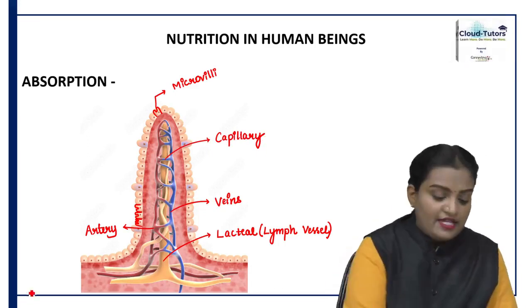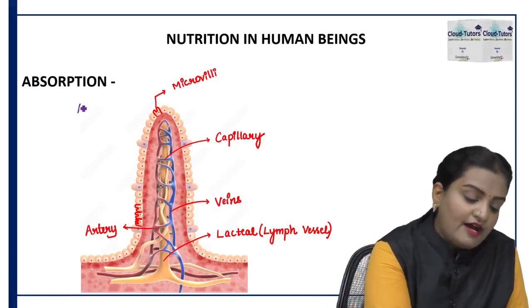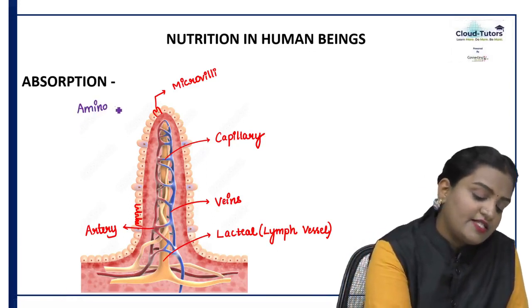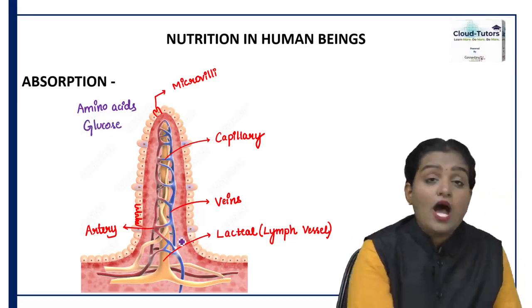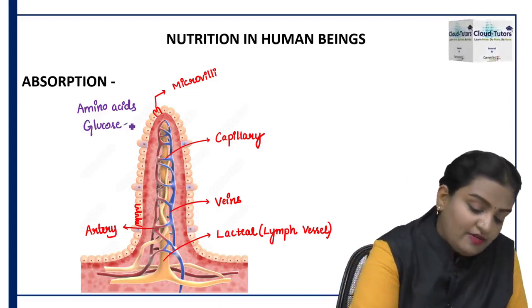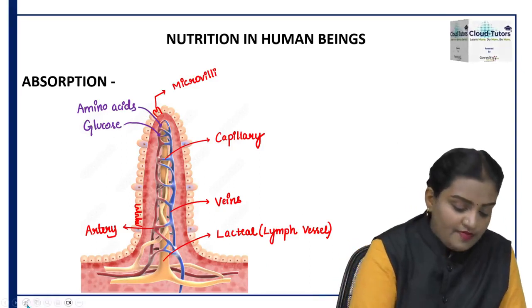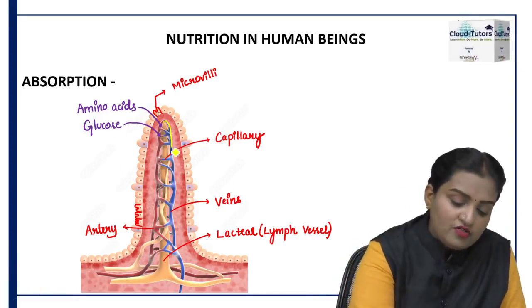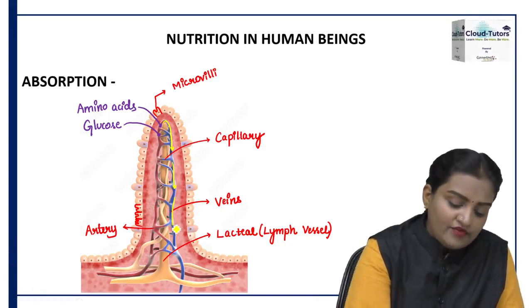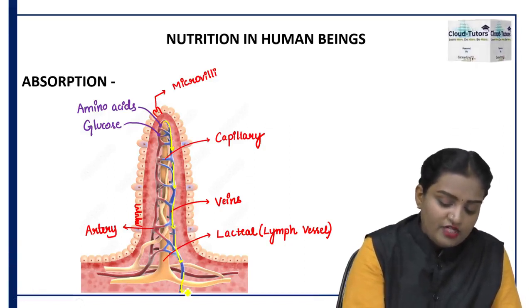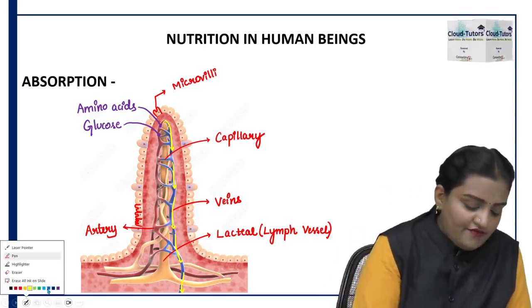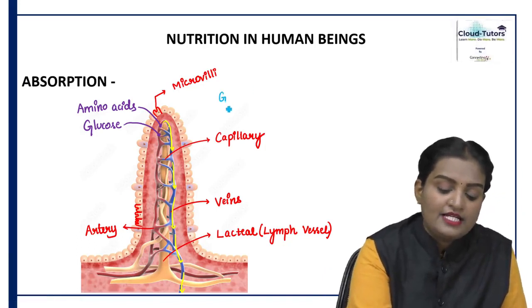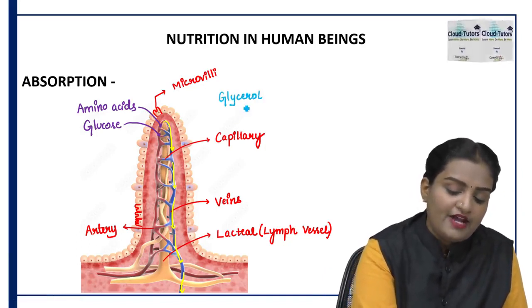Now the final digestive products are our amino acids, which we have in the lumen, and glucose. These two are water-soluble molecules, so they will be directly absorbed into the bloodstream. Once they are absorbed into the bloodstream, they will follow the path of the blood itself. So they will go through veins into the heart, and from the heart they will go to all the parts of the body. Now if you see on the right side, I'll be writing glycerol and fatty acid.